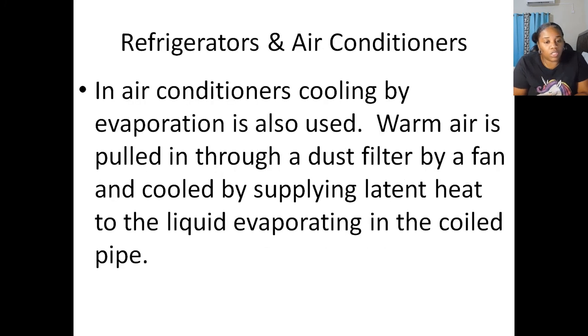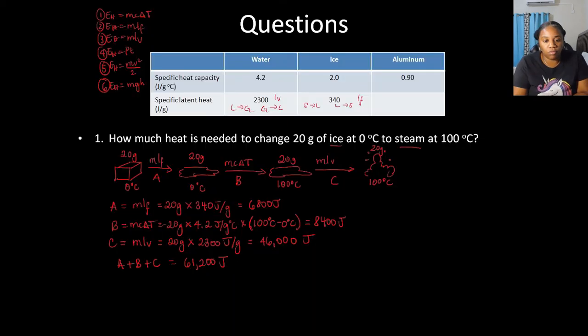In air conditioners, cooling by evaporation is also used. Warm air is pulled into a dust filter by a fan and cooled by supplying latent heat to the liquid evaporating in the coiled pipe. So the hot air that's inside your room right now, if you have your air conditioner on, is being sucked in by a fan, and whatever coolant is running through the pipes inside of the air conditioner will remove that heat, which is called latent heat, and it is expelled to the surroundings outside in the environment. That is why when you stand by the fans or fins outside of an air conditioner, by some type of window or wall, it feels hot, because of the hot air that's coming out of the room.